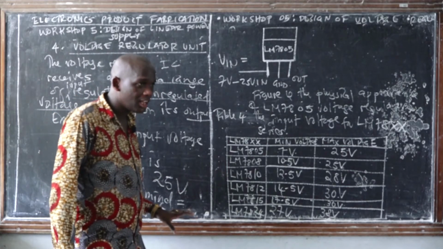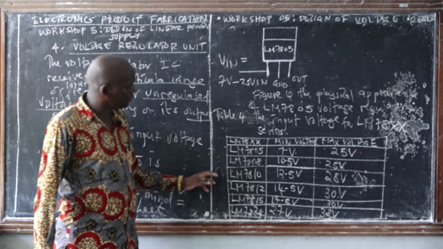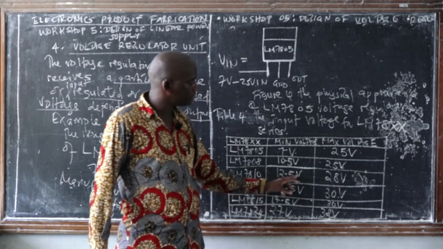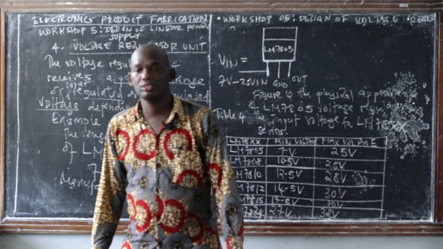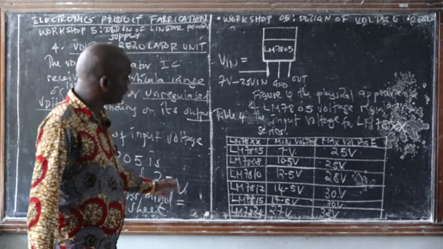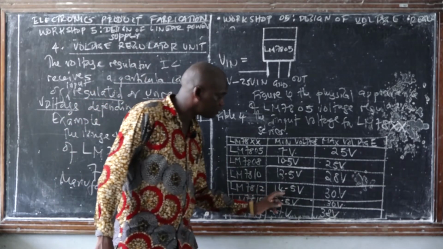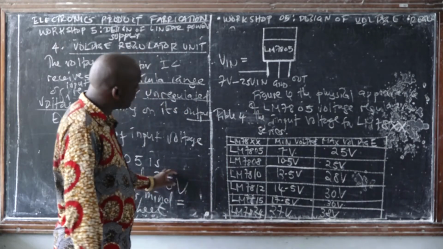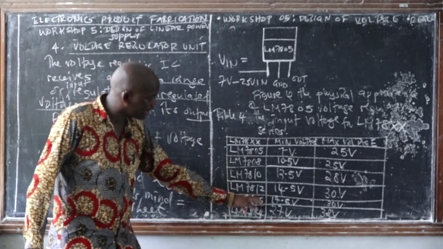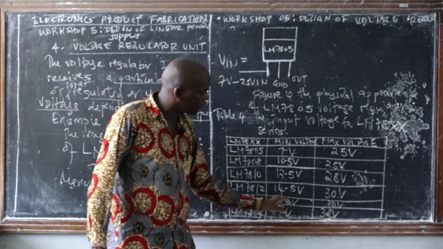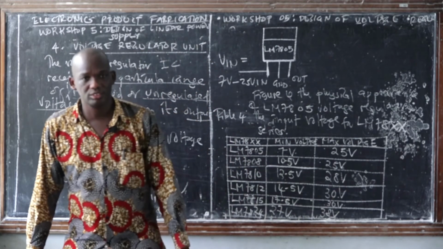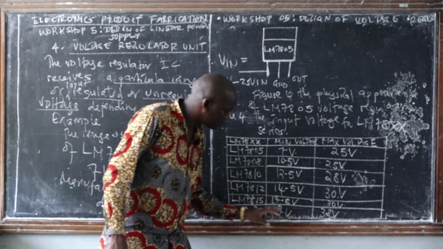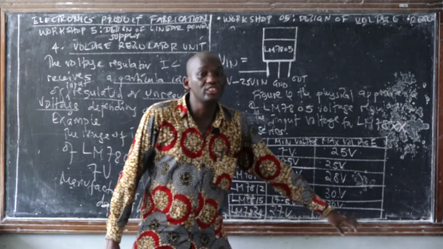The minimum input voltage for the LM 7810 is 12.5 volt, and the maximum is 28 volt. The minimum input voltage for the LM 7812 is 14.5 volt, and the maximum is 30 volt. The minimum input voltage for LM 7815 is 17.5 volt, and the maximum is 30 volt. The minimum input voltage for LM 7824 is 27 volt, and the maximum is 38 volt.